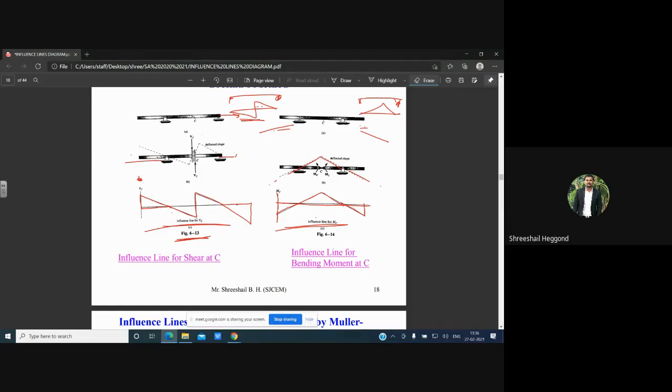Okay, this is the influence line diagram for bending moment, and this is for shear force, and it gives different values for shear force as well as bending moment.